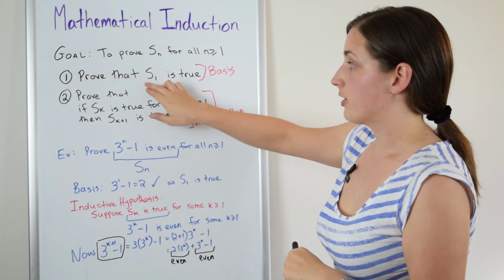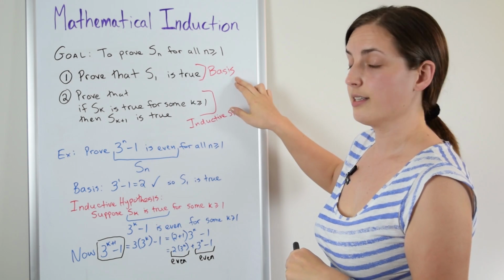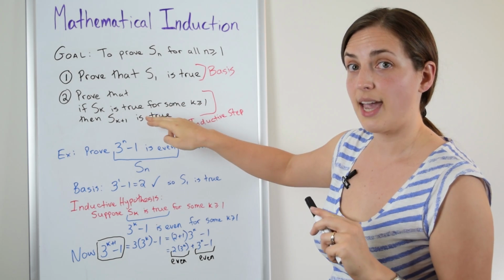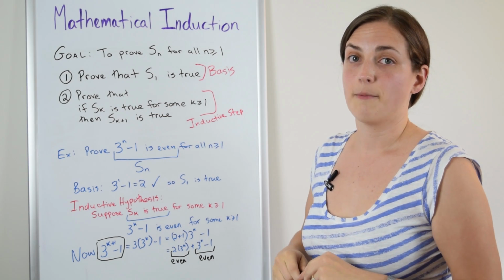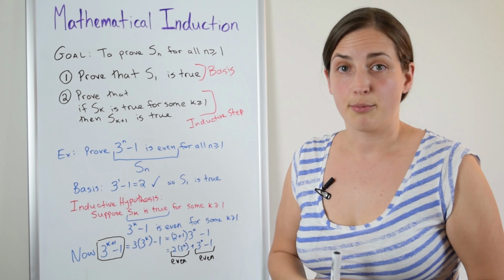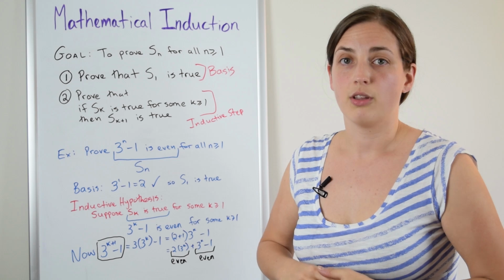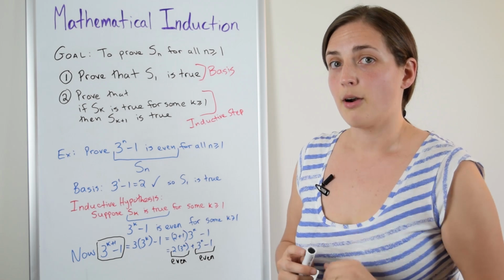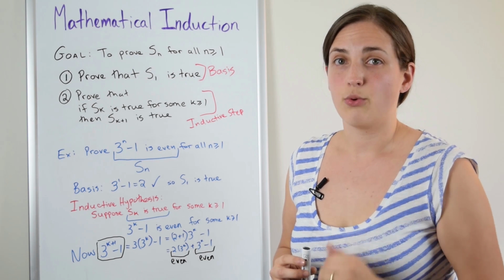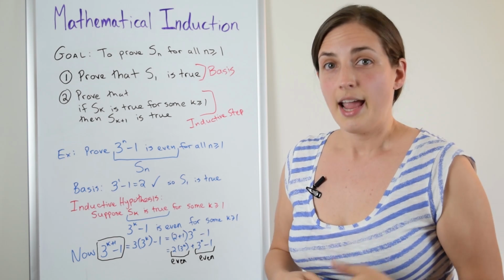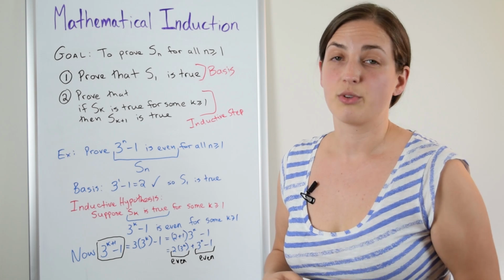We proved that it's true for the first value of n, the basis, and then we proved the inductive step. We proved that if it's true for some value k, then it's true for the next value of k. And so we conclude that by the principle of mathematical induction, it's true for all values bigger than or equal to 1. Remember that it doesn't have to start at n equal 1. You might have a statement that you're trying to prove for n bigger than or equal to 6, and then you start with a basis of n equal to 6.